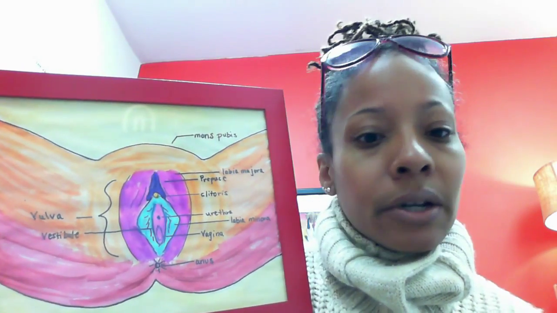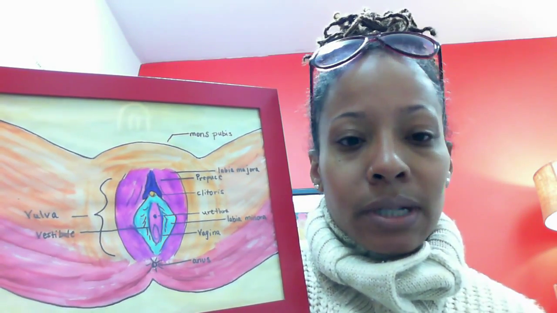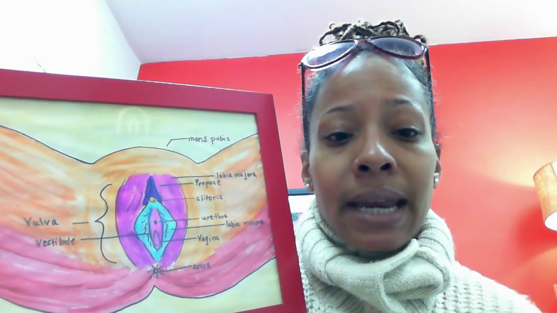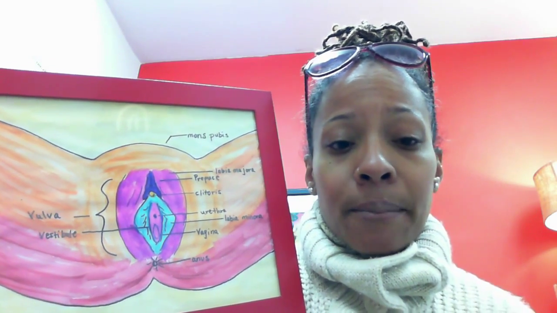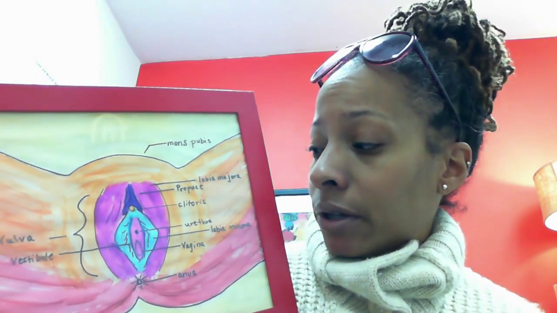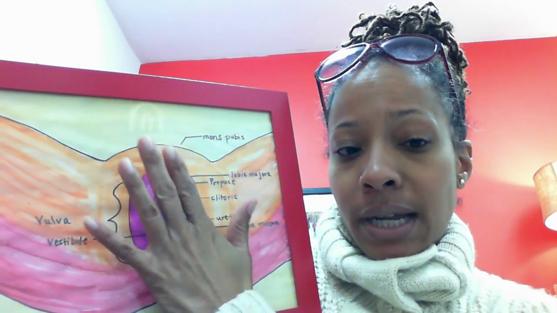So when you're going to your GYN, your gynecologist, you can tell her or him, there's pain in my vestibule, which will be more specific for her or him. And they'll be very impressed because you know your anatomy. Good job. So this is the external anatomy.